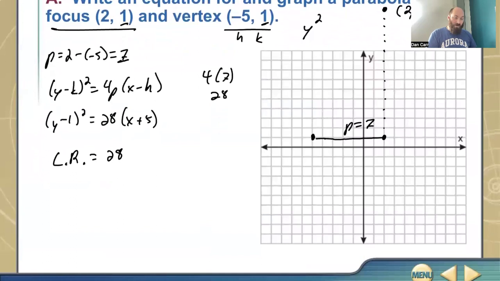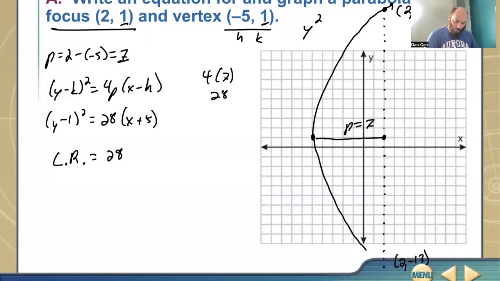Then I could do the same thing going down. I can go 1, 2, 3, 4, 5, 6, 7, 8, 9, 10, 11, 12, 13, 14 down here. That's 2, and that's a negative 13. So again, this creates my segment that is a length of 28 for the latus rectum.